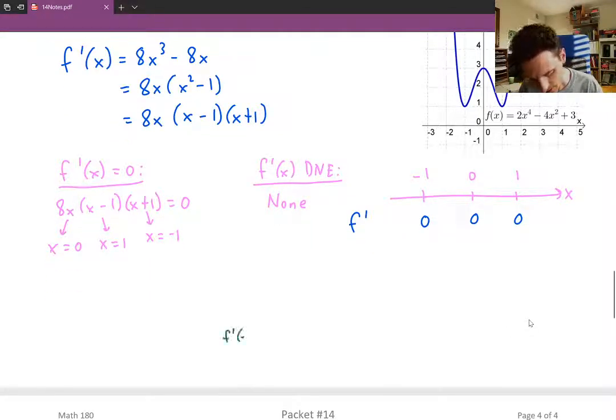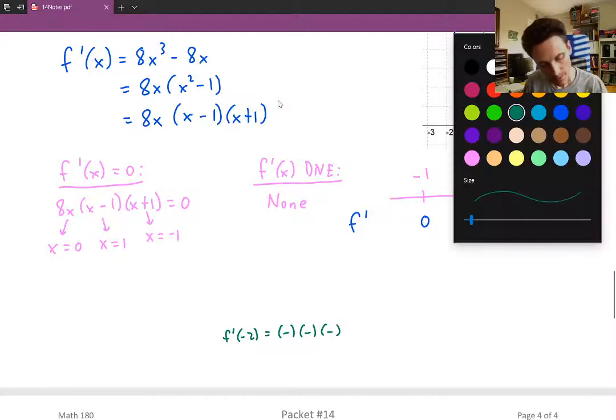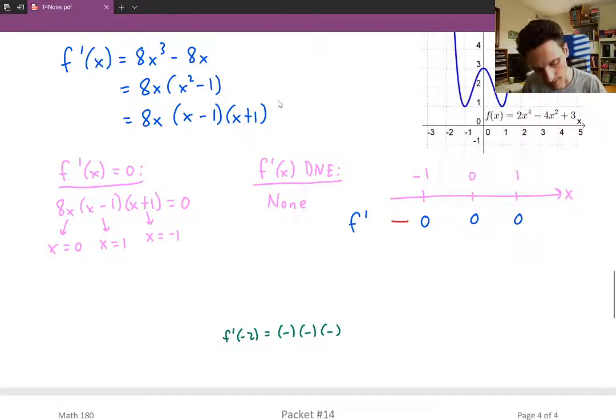F prime of -2. Well, if we plug in -2, we're going to get a negative times a negative times a negative, which is negative. Will the sign change as we cross x equals -1? Yes, it will, because the corresponding factor x plus 1 has an odd exponent.